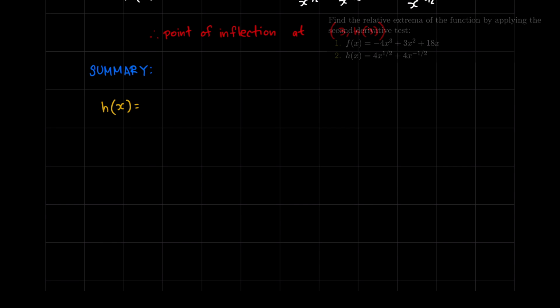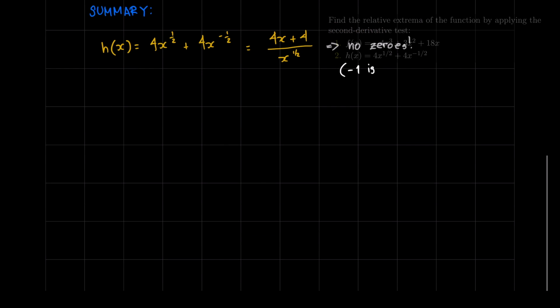Si h of x pwede natin i-rewrite na 4x plus 4 all over x to the 1/2. So mukhang may 0 tayo, no, sa negative 1. Kasi mag-0 yung numerator doon. Pero dahil yung denominator ay square root of x, wala sa domain ng function natin ang negative 1. Kaya walang zeros itong function natin na ito.